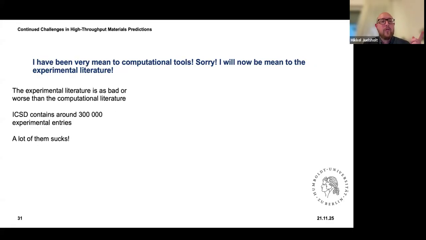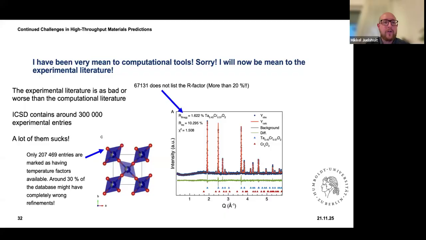With that being said, I was really mean to computational tools, and I'll point out that I'll now be mean to the experimental literature as well, because the experimental literature is not that good either. MatterGen was trained on ICSD, and I want to point out why that is also problematic. ICSD contains around 300,000 experimental entries, and a lot of them are not very good. These are some numbers I pulled out earlier this week. If you go in, you can look this up in the comments on all the entries in ICSD.